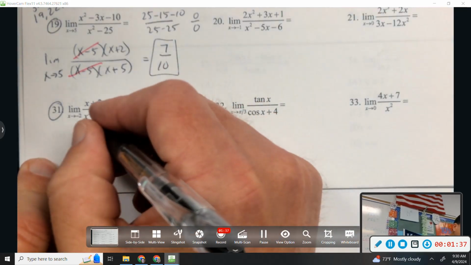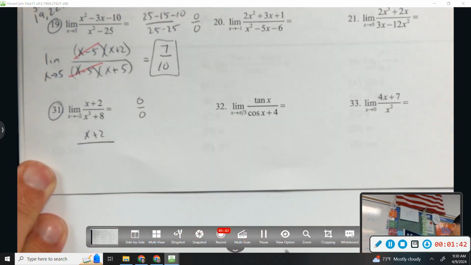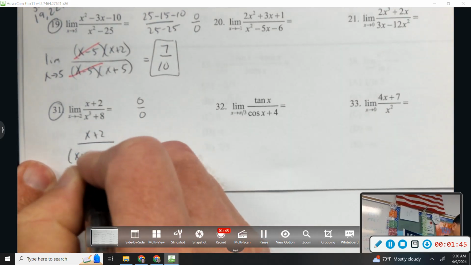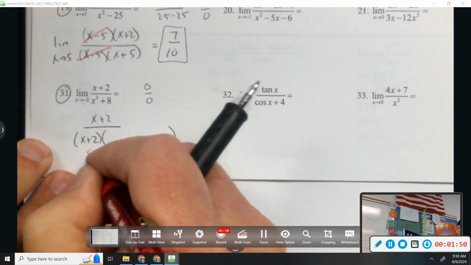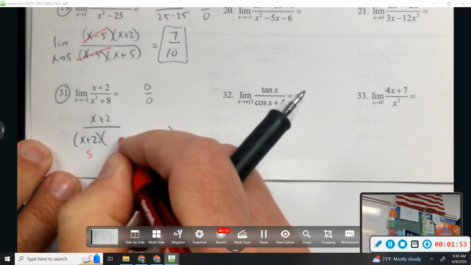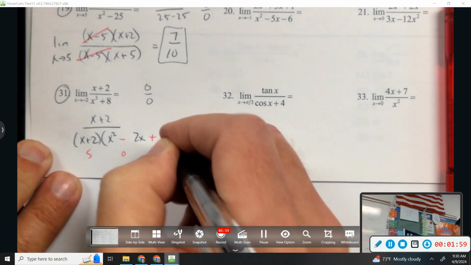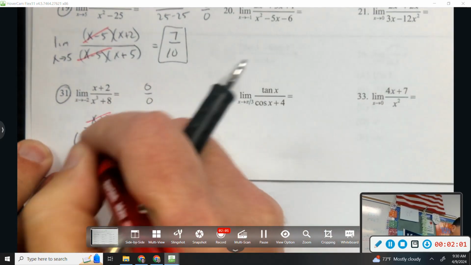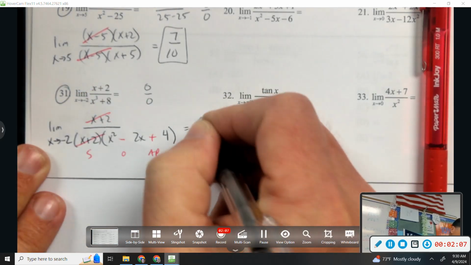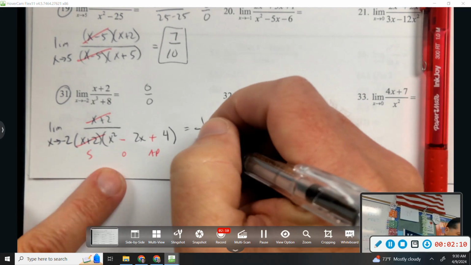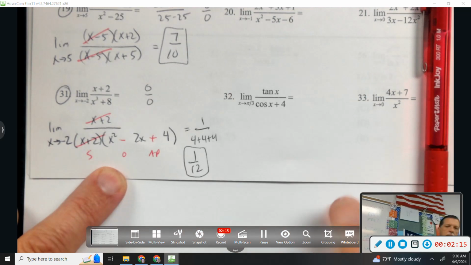31, if I plug in -2, I'm going to get 0 over 0. Obviously this one's on here to make sure we can factor with the sum of cubes. Same, opposite, always positive. So the x plus 2's will cancel. We try again with -2. So that would be 4 plus 4 plus 4 in the bottom, so 1/12.